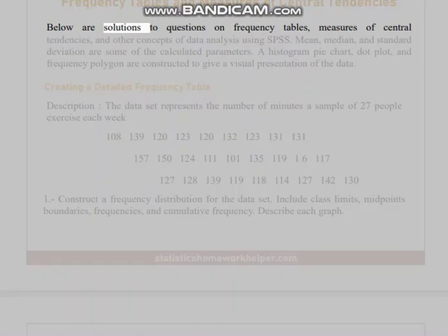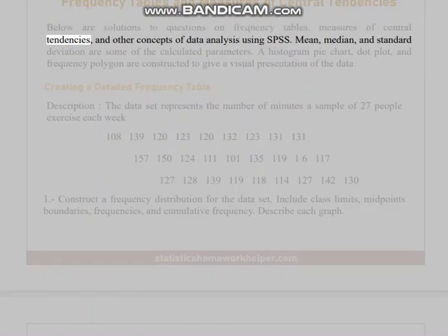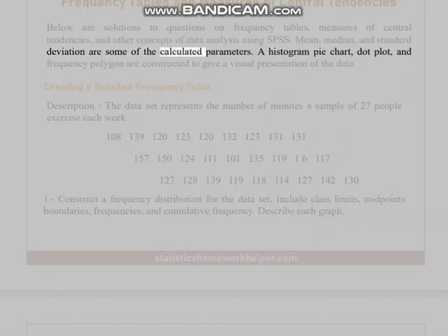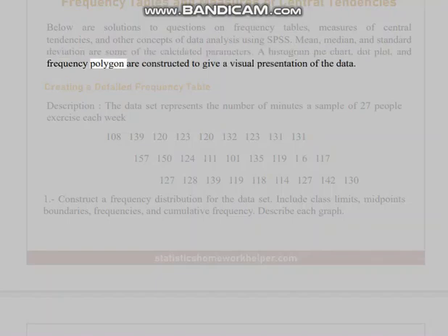Frequency tables and measures of central tendencies. Below are solutions to questions on frequency tables, measures of central tendencies, and other concepts of data analysis using SPSS. Mean, median, and standard deviation are some of the calculated parameters. A histogram, pie chart, dot plot, and frequency polygon are constructed to give a visual presentation of the data. Creating a detailed frequency table description.